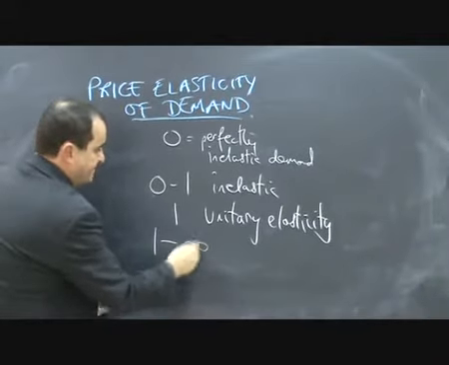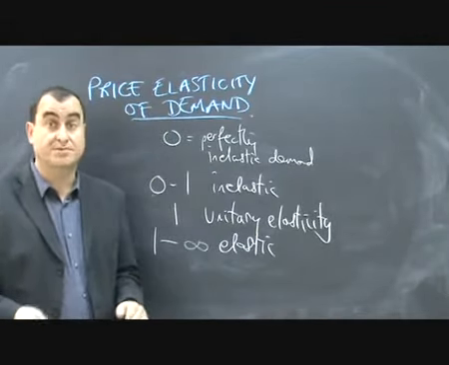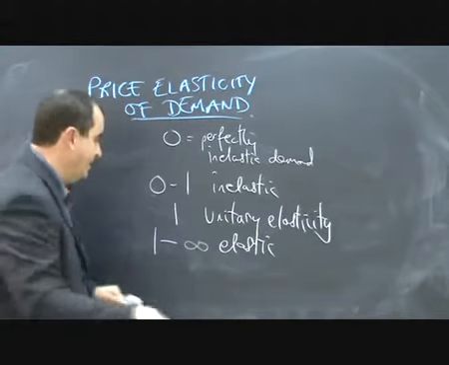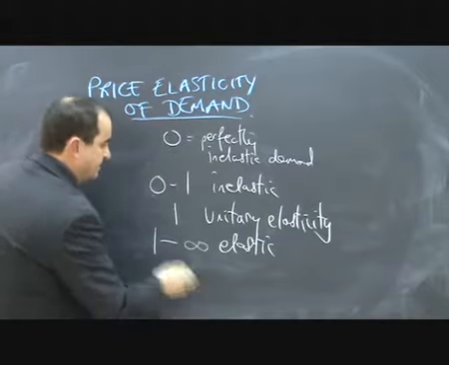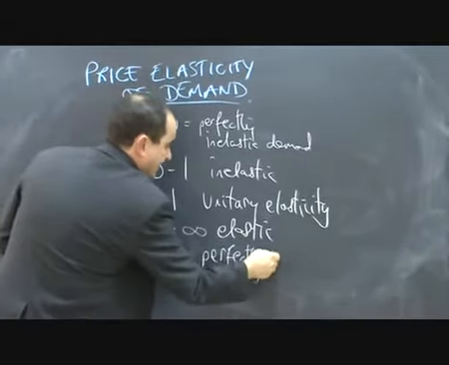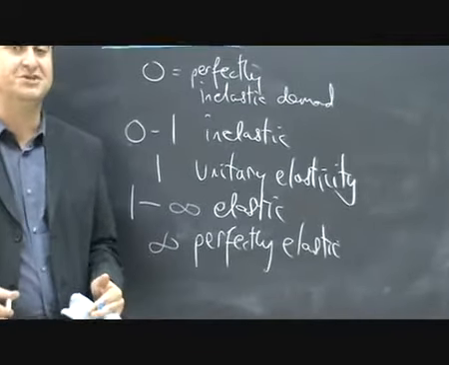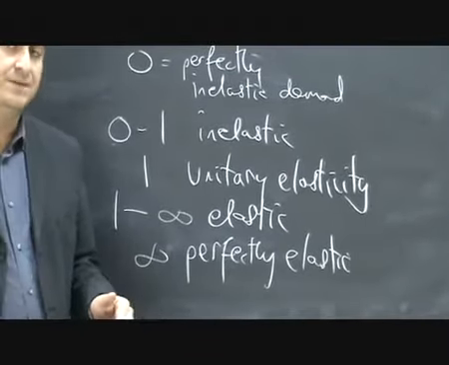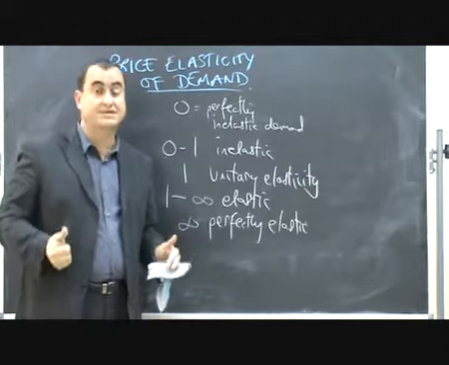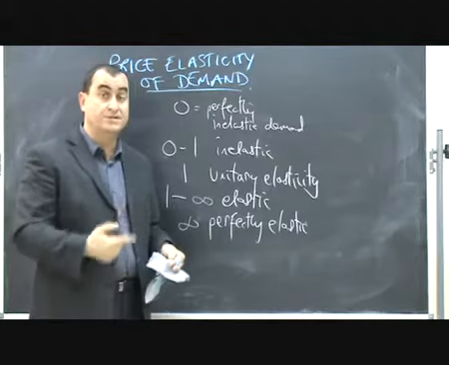1 right through to infinity is elastic demand. The demand reacts strongly to the price change. The demand reacts by a bigger proportion than the price has changed. And of course the most extreme case is an infinite reading for PED, and that's perfectly elastic demand, where there is the ultimate in responsiveness. If you've studied perfect competition, you'll know that in a goods market where there's perfect competition, any change in price, even the smallest change in price, leads to a complete collapse of demand, and that's an example of perfectly elastic demand. Let's work through an example.